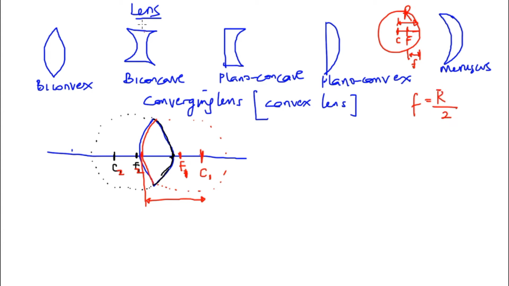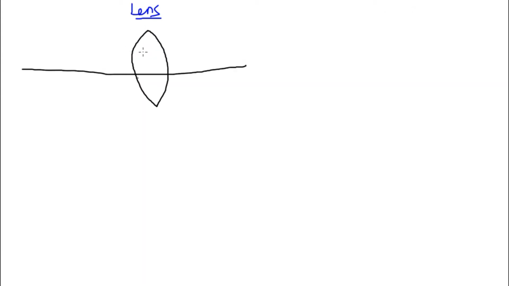Now let's consider those positions. So this is a converging lens, it converges the rays of light. I just want to draw a line to show the middle, the center of that particular lens. So we can pick a point as the center of curvature and this point as the focal point. It will have another focal point. It will have another center of curvature.